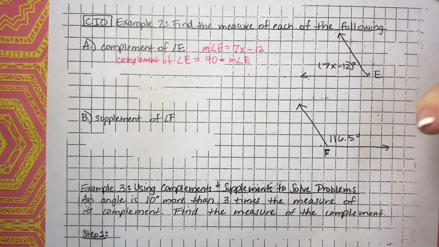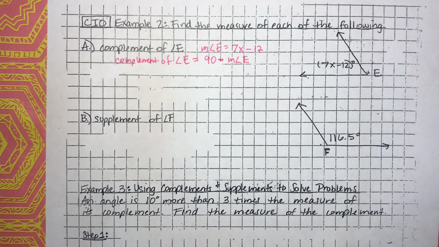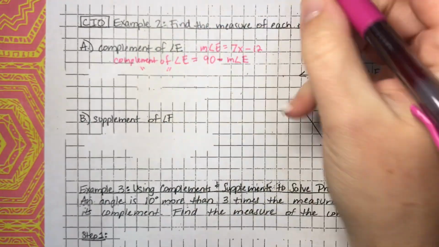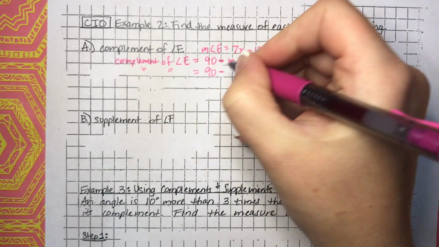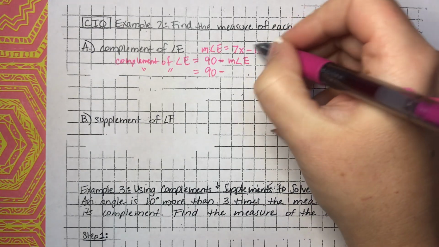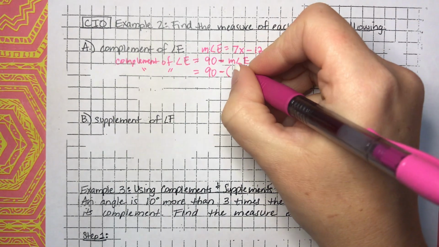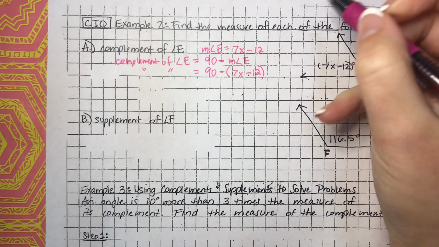So I want you to write that in symbols first, okay? It's very important that you write it in symbols first. Then, we're still trying to figure out the complement of angle E, equals 90 minus, then I'm going to substitute this 7x minus 12 in for E. Since there's multiple things, there's a 7x and there's a negative 12, I have to put it in parentheses. So there we go, 7x minus 12, okay?